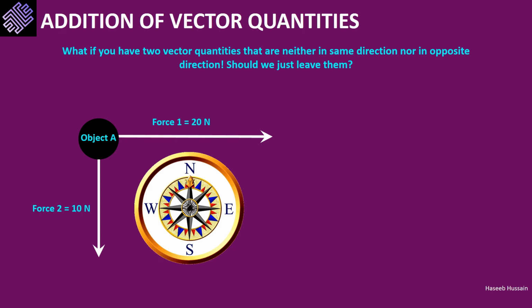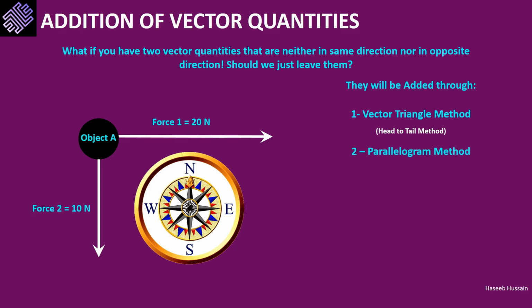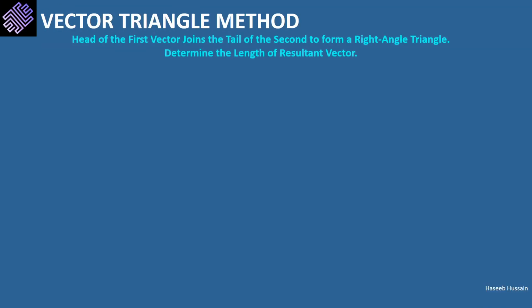In such cases, we add vector quantities through use of two methods: vector triangle method, also known as head-to-tail method, and parallelogram method. Before we move on, let's clarify what I mean by head or tail in case of a vector. We have discussed that we can represent a vector using a line with an arrowhead. In this case, the arrowhead represents the head of a vector, and the line before that represents the tail of a vector.